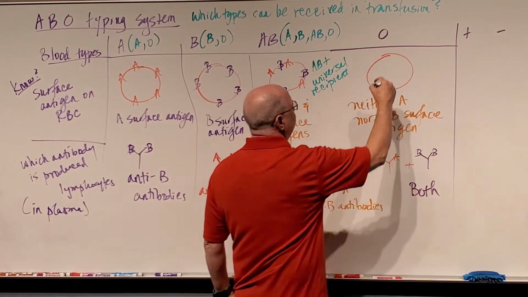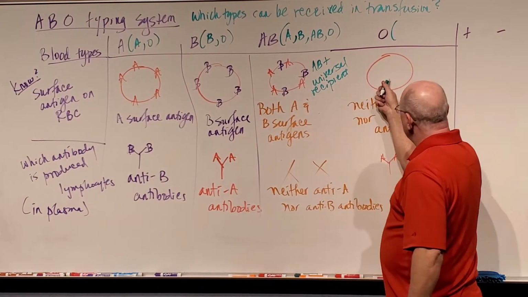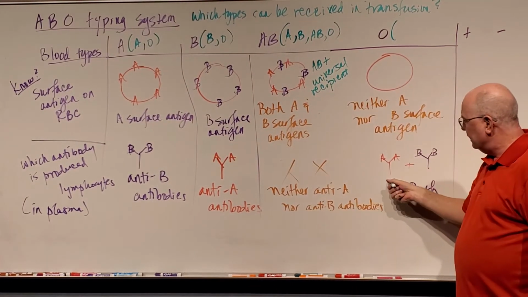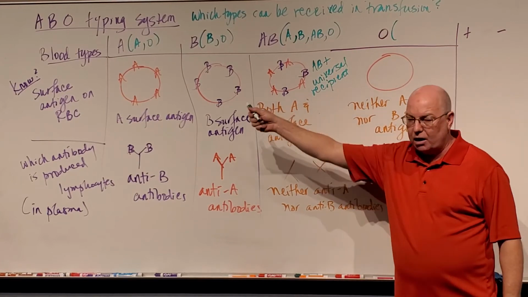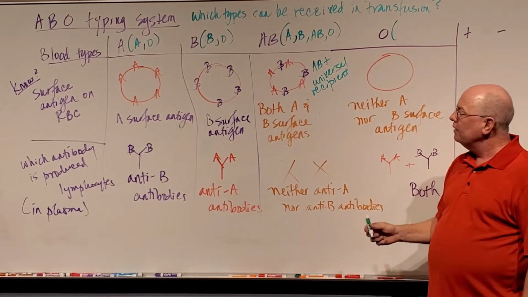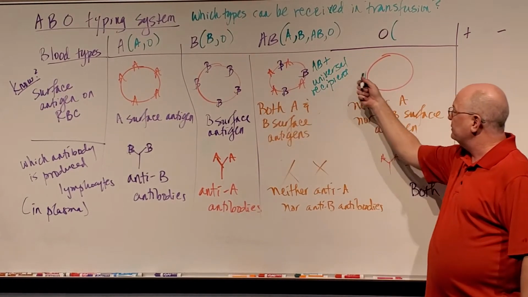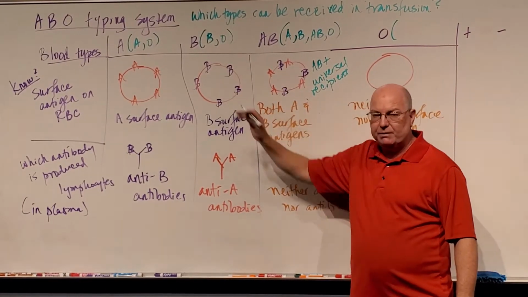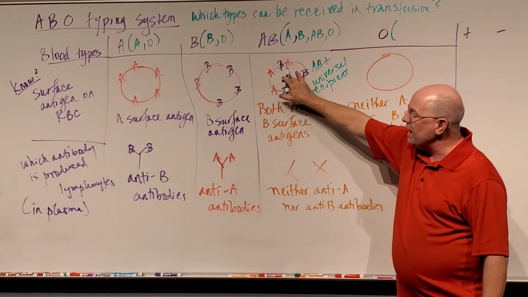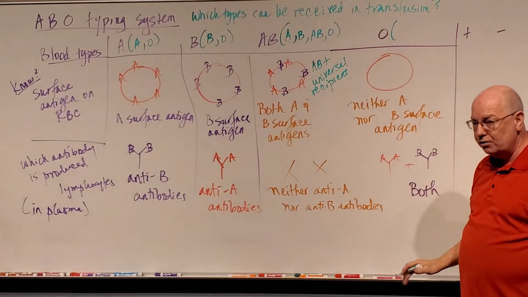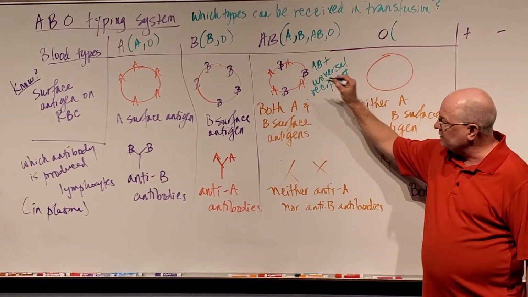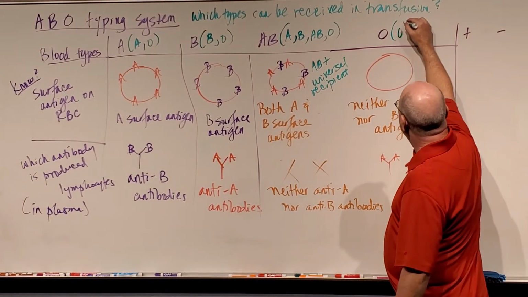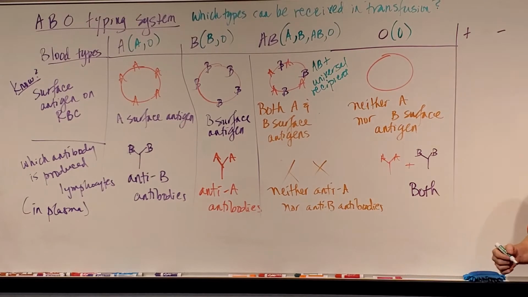So let's go to type O blood. Could someone with type O blood receive type A blood? The answer is no. They have anti-A antibodies which will clot that blood and kill them. Could they receive type B blood in a transfusion? The answer is no, because they have anti-B antibodies, it will clot B blood. Can they receive AB blood? The answer is no. They have both antibodies to bind to both of those, and it will clot their blood and kill them. The only blood type they can receive is type O.